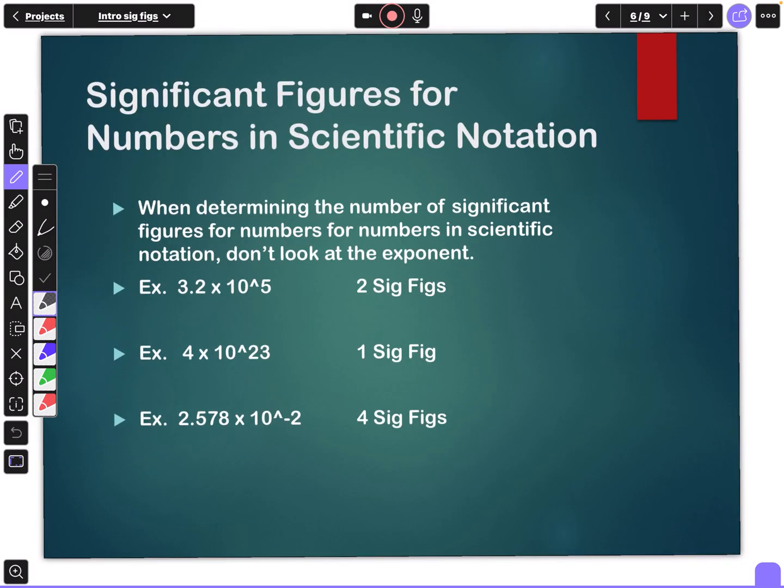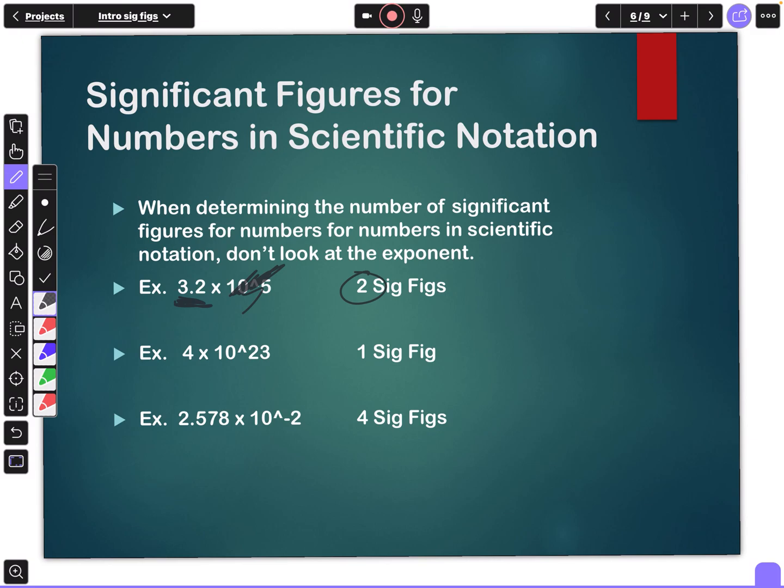Okay, significant figures for numbers in scientific notation. When determining the number of significant figures for numbers in scientific notation, don't look at the exponent, all right? We're only going to look at this part. We're not going to look at the exponent here, or this times 10 or something. So this first one would just be two significant figures because they're both non-zero numbers.